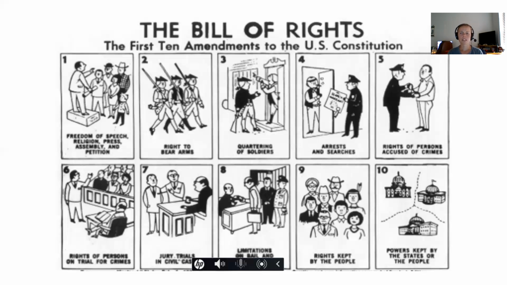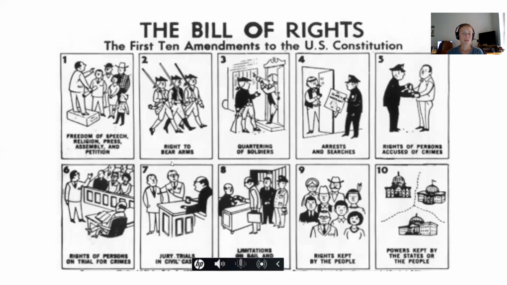Well, that doesn't happen anymore. We don't have US soldiers knocking on our door wanting to take over our rooms. So that one's a little bit outdated, but there you go. No quartering of soldiers, no housing of troops.